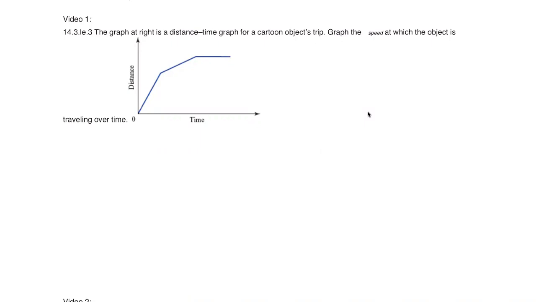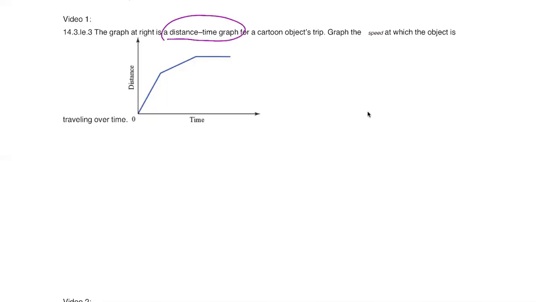We're going to be talking about the different qualitative graphs from Module 2 and Chapter 14 in our textbook. As you can see in this example, it's from Chapter 14, Section 3, Learning Exercise 3. The graph at the right is a distance time graph for our cartoon object's trip. When we read this sentence, the first thing that comes to mind is that it's a distance time graph.